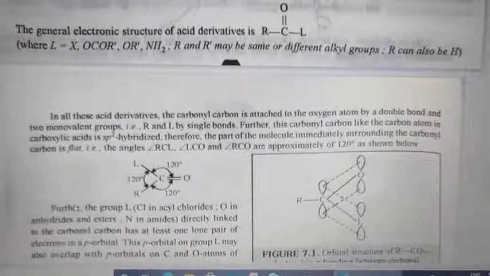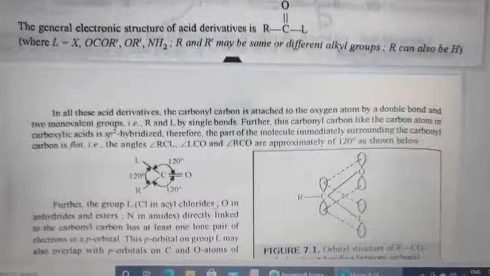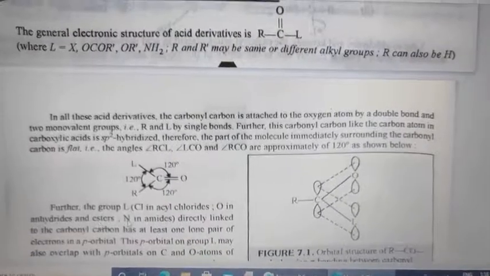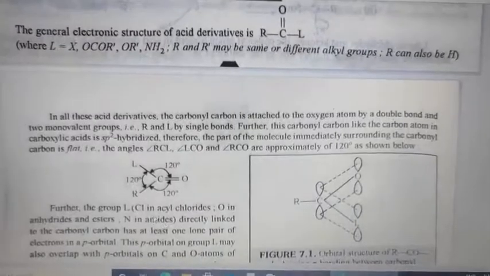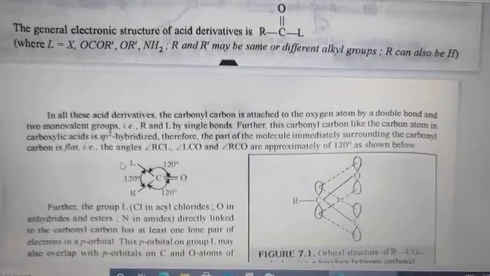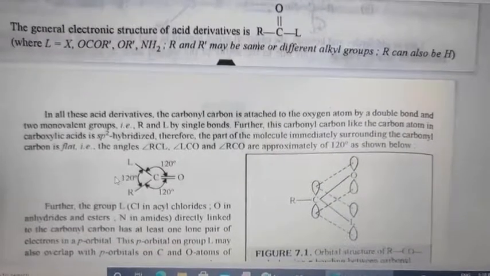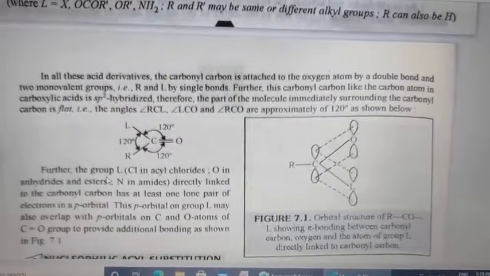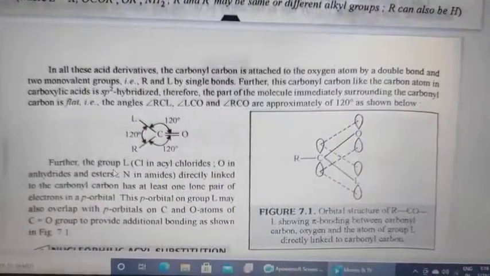The group L, which is chlorine in case of acid chloride, oxygen in case of anhydrides and esters, and N in case of amide, is directly linked to the carbonyl carbon and has at least one lone pair: one lone pair on the nitrogen, two lone pairs on the oxygens, and three lone pairs in case of chlorine present in acid chloride.